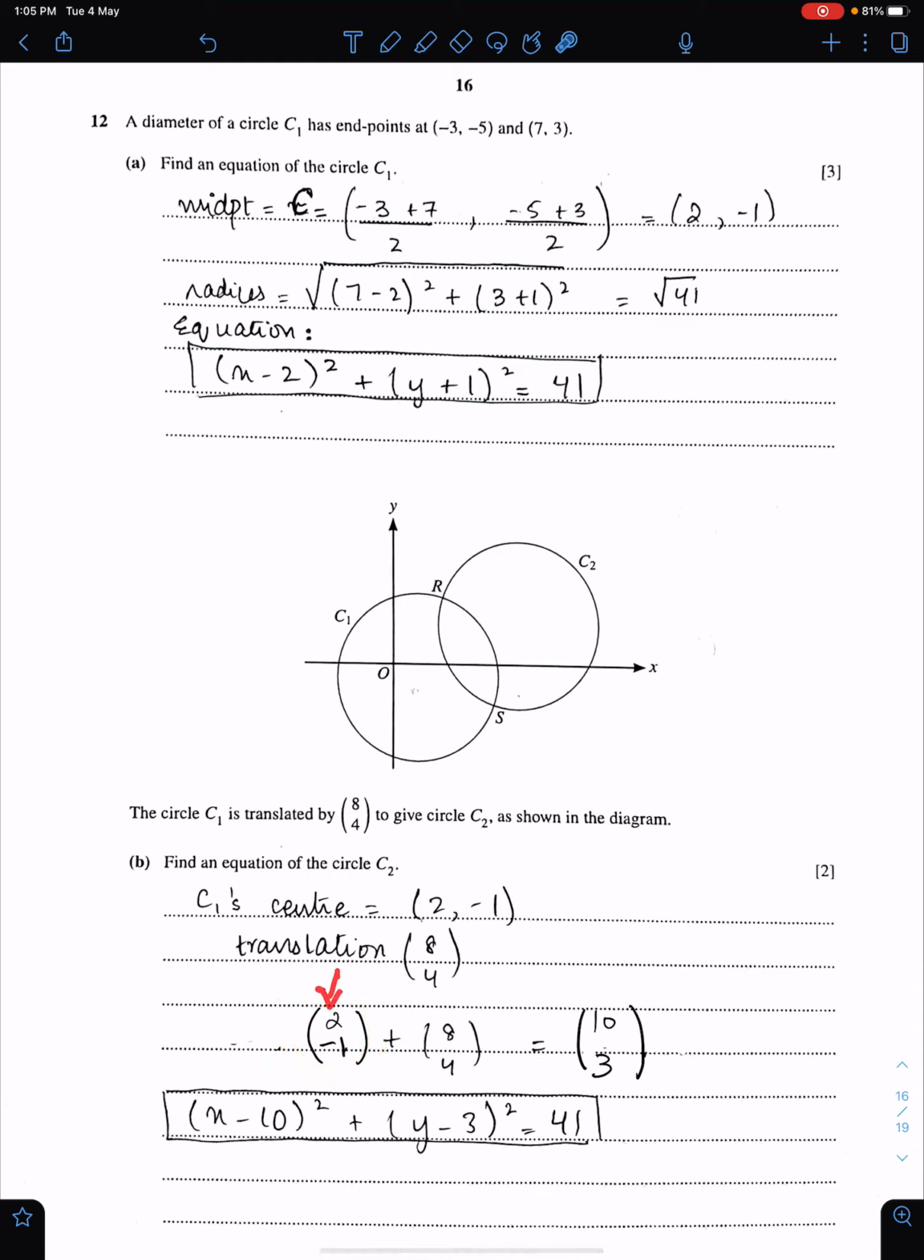Center of the first circle, translation vector, center of the second circle. So the equation of the second circle will become: you just need to replace minus 2 and plus 1 by 10 and 3. So minus 10, minus 3, 41. We use this formula: translation plus object is image here.